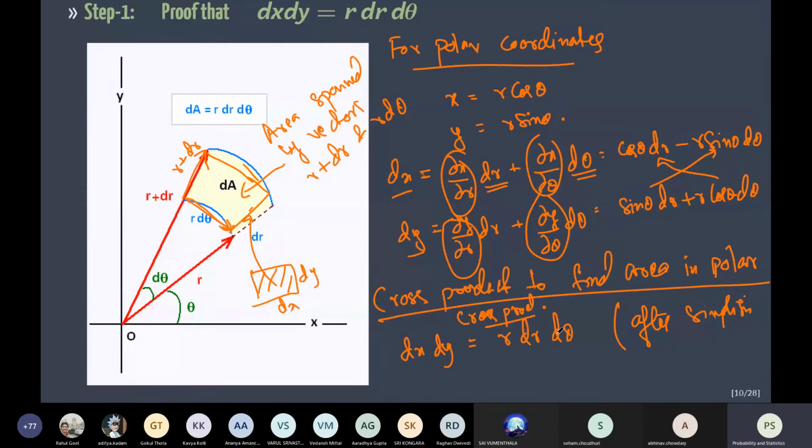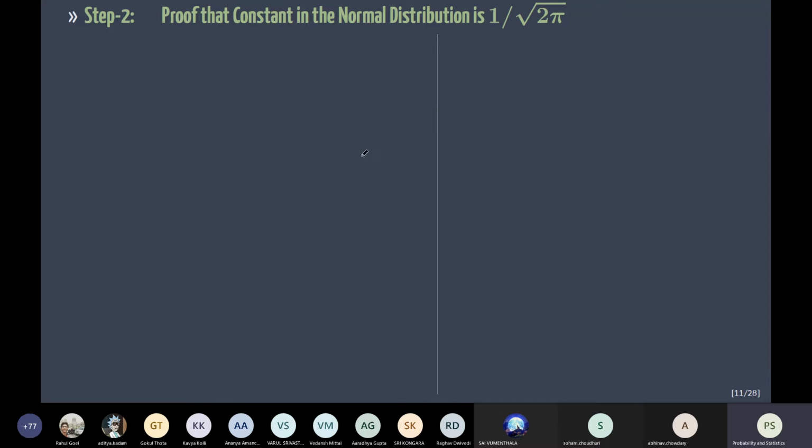Okay, so this is the thing that we know. So now let us go ahead and do the proof of the constant in the normal distribution. The constant in the normal distribution is 1 by square root of 2 pi. So how do we prove this? We will use something called polar coordinates, and this will lead us into a simpler case, which is easier to integrate. You may be able to solve this in another way.